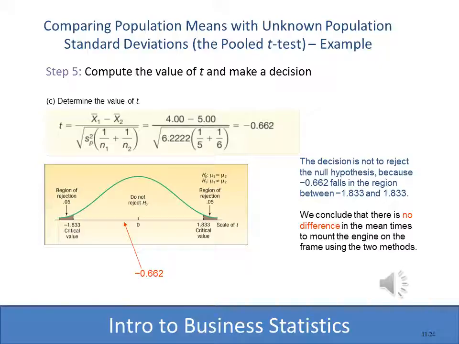Now, we could look very, very quickly and see that no, that is not more negative or more positive than 1.833. So in this case, this is in the do not reject area. So we are not going to reject the null hypothesis, and we are going to conclude that there is no difference between the assembly methods.